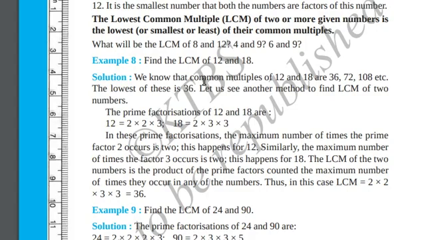Let us find the least common multiple of 12 and 18. Multiples of 12 are 12, 24, 36, and so on. Multiples of 18 are 18, 36. We found the lowest common multiple in the earlier stage itself. We don't have to continue further. 36 is the lowest common multiple between these two numbers.